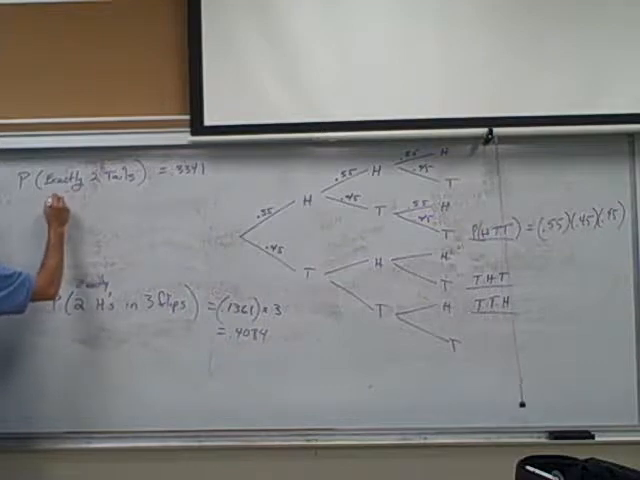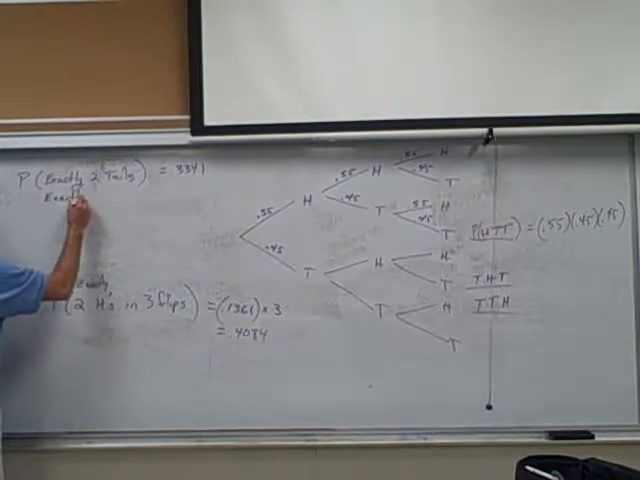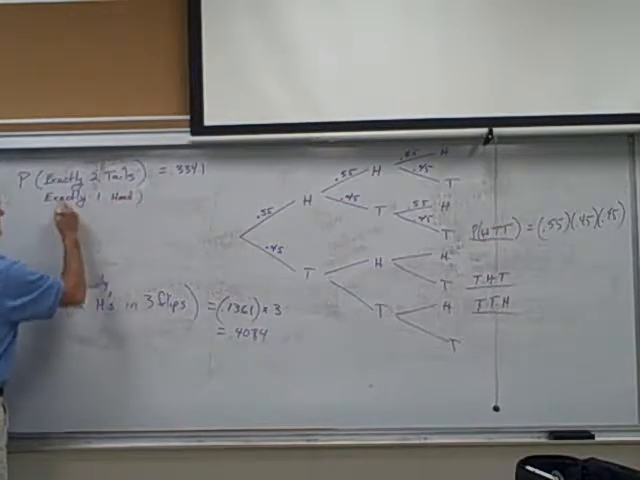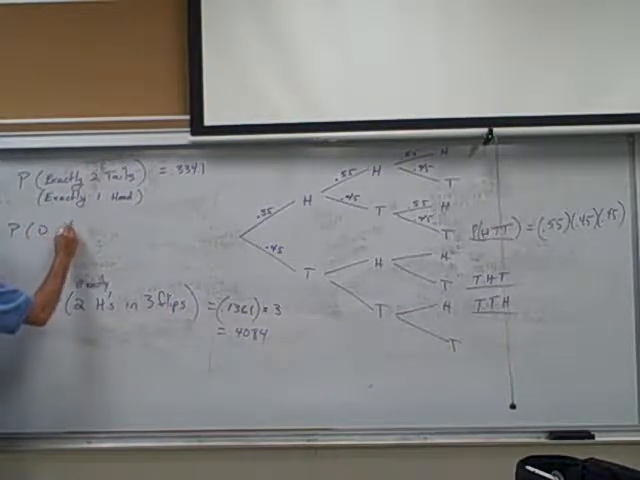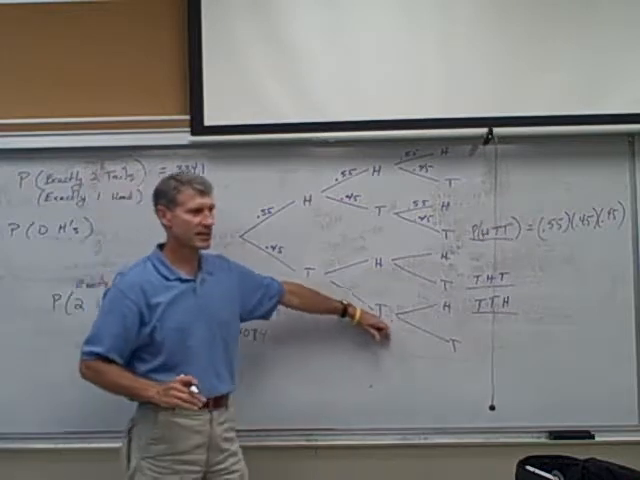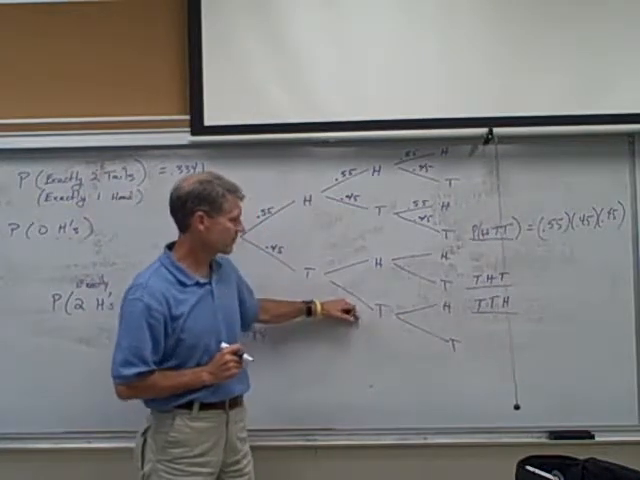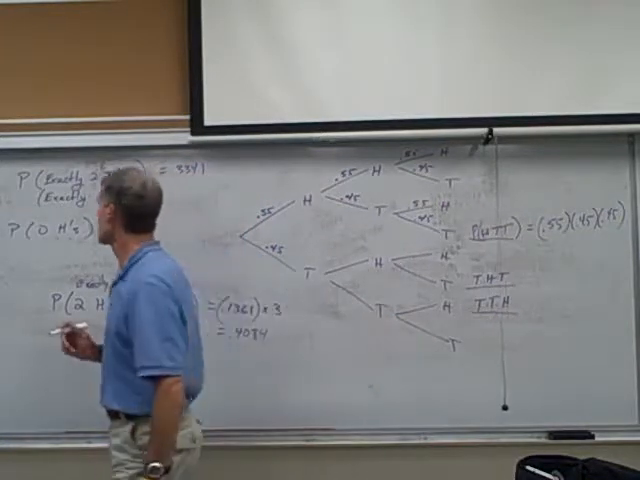This is exactly the same thing. Getting 2 tails is exactly the same thing as getting how many heads? Right? Same thing. What's the probability of 0 heads? That's the bottom branch, isn't it? And there's only one of those branches. So it's 0.45, 0.45, 0.45. And what is that number?